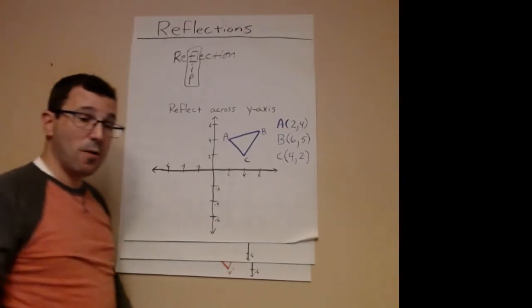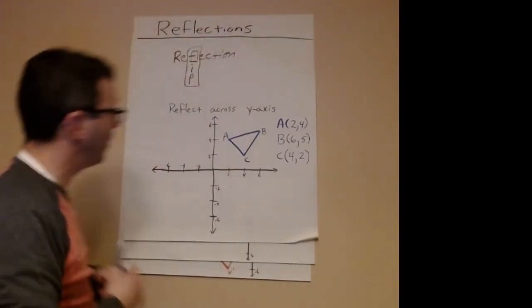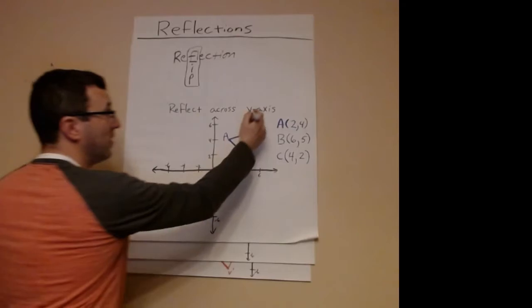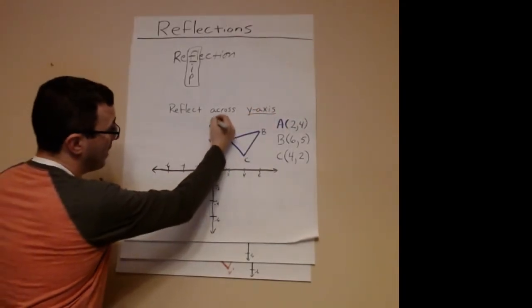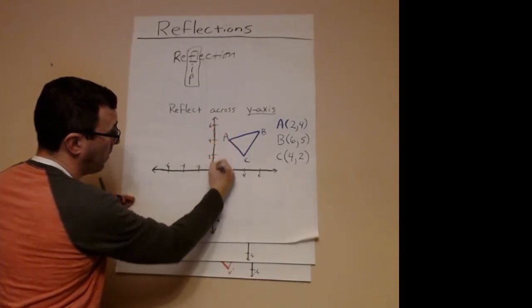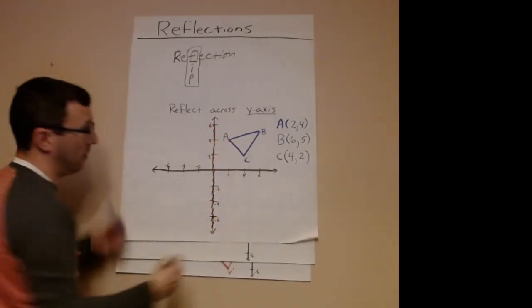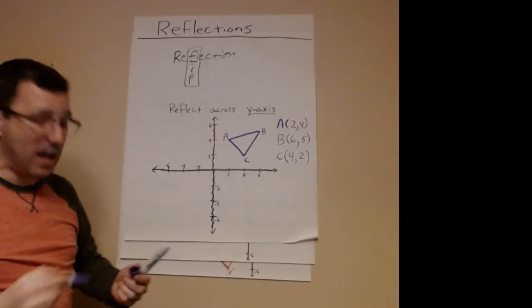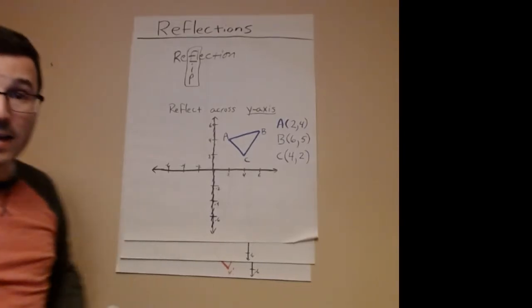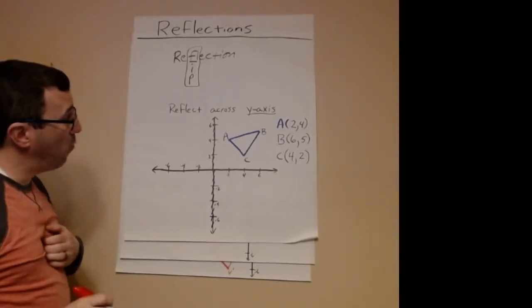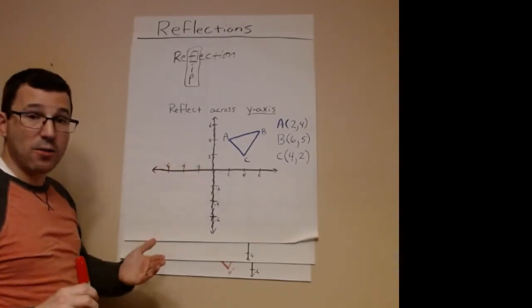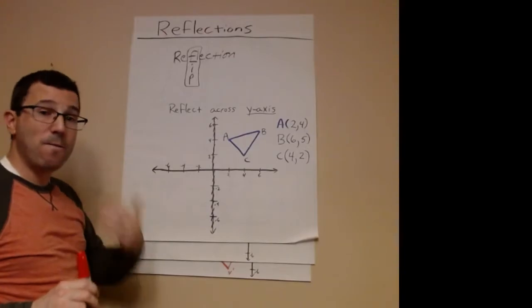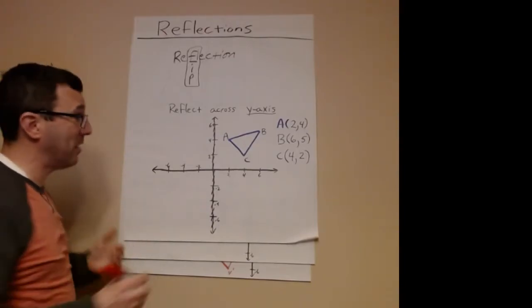So first off, our line of reflection is the y-axis. So what I can do is draw a little dotted line, to highlight the y-axis a little bit. And for each of the points in the triangle, I'm going to count how far away from the line of reflection it is.